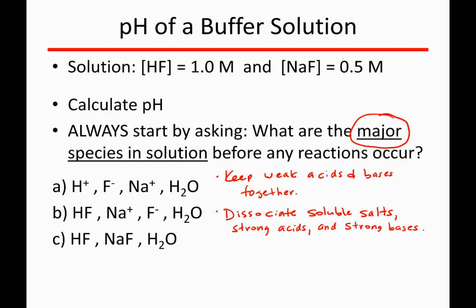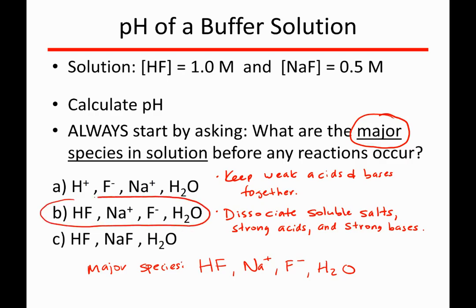All right, so with that rule in mind, our list of major species in this solution is as follows. HF is a weak acid, so we keep it together. NaF is a soluble ionic compound, or a soluble salt, so we break it up into Na plus and F minus. And then in any aqueous solution, water is always a major species, so we'll add that to the list. And there we have it. That's our list of major species. The correct answer here is B.